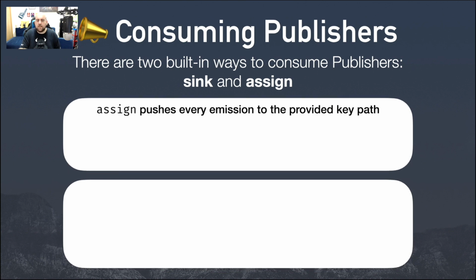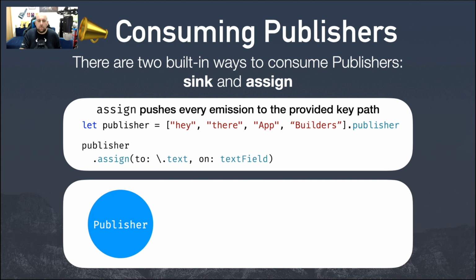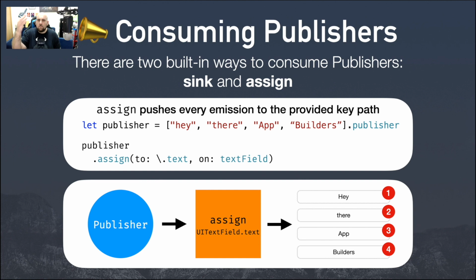The second one we have is assign. Assign is really cool and useful because it is a bit like binding something to something, binding a publisher to some key path. If we get the same publisher of values, we can say that we want to assign every string value that is emitted from that publisher to the text of a text field. So we have a publisher that emits via the assign subscriber, and that's gonna constantly update the UI text field. So here we just have static values, but imagine that being some dynamic thing that's constantly changing and the text field automatically being updated using this assign operation, which is super, super powerful and useful.